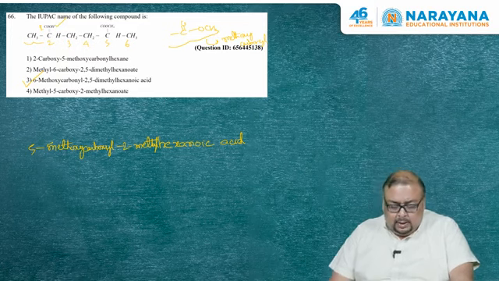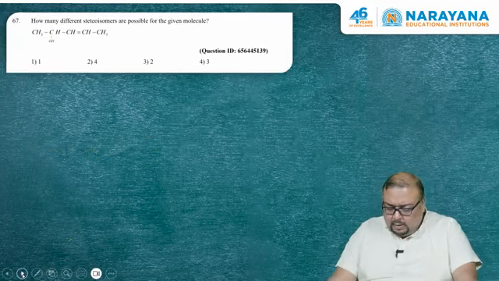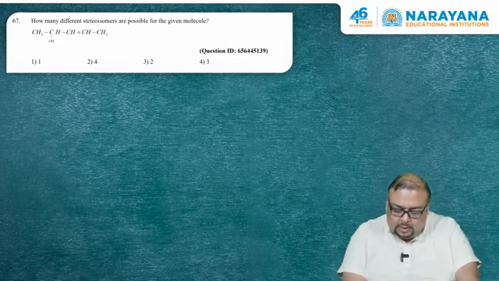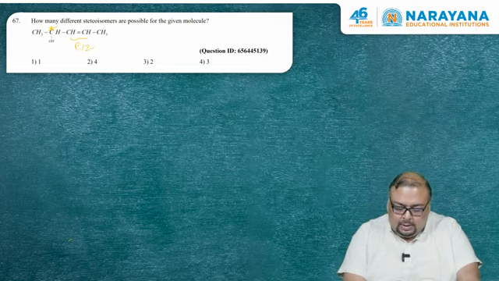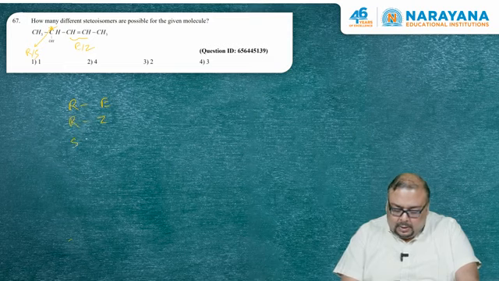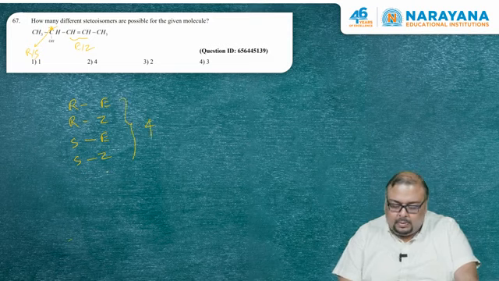Next is question number 67. How many different stereoisomers are possible for the given molecule? Now, this molecule contains a chiral center and a double bond. This double bond can have E, Z, and this chiral center can have R, S. So we have 2 into 2, 4 combinations. One will be RE, then RZ, then SE, and SZ. So total 4 stereoisomers will be possible. Correct option will be option 2.